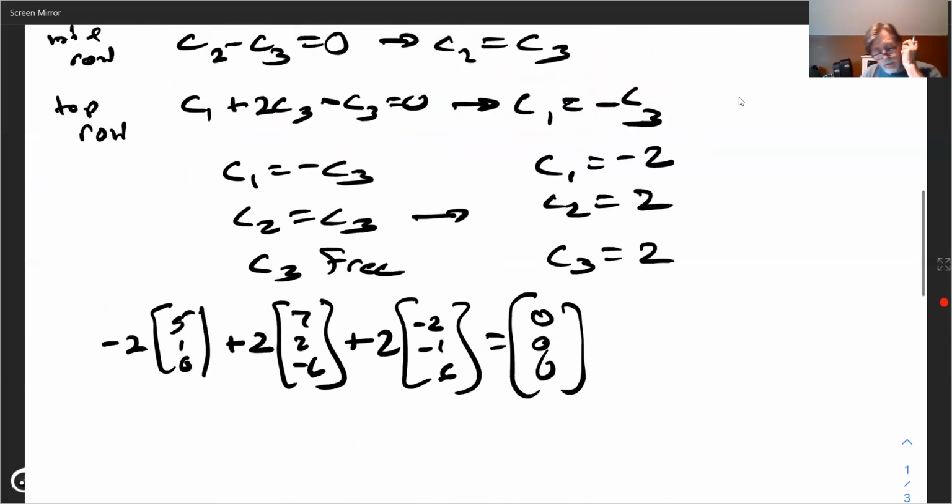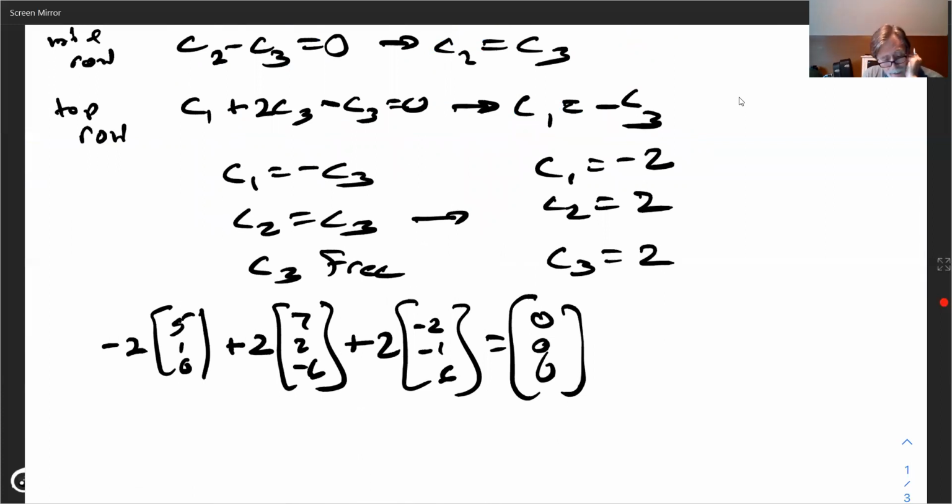Before we go on, is it true? Look at the top row. Negative 10, 14 minus 4, it's 0. Do the middle row. Negative 2, 4, negative 2, 0. Do the bottom. 0 minus 12 plus 12, 0. We did it. And it doesn't have to be just 2. It could be 5 and negative 5. It can be that stuff.